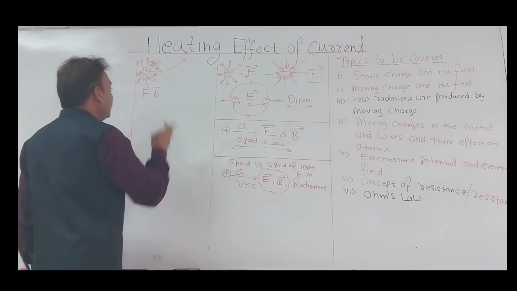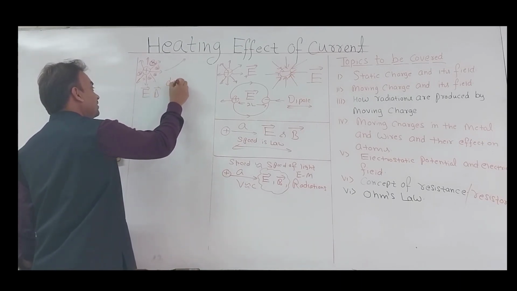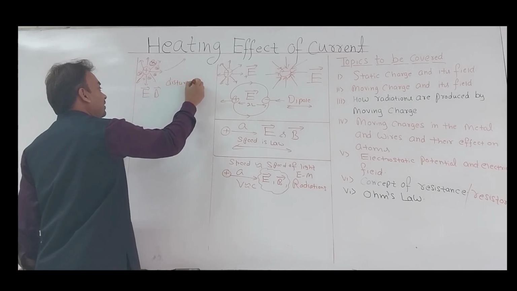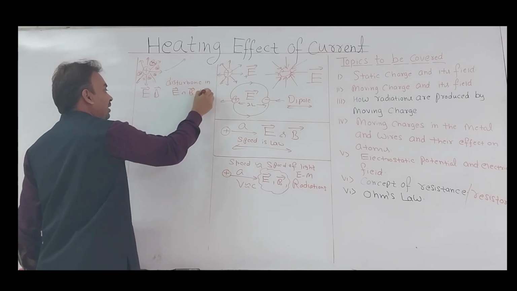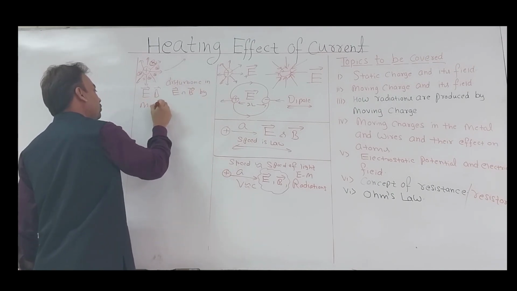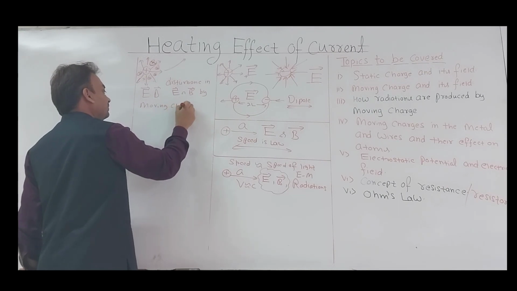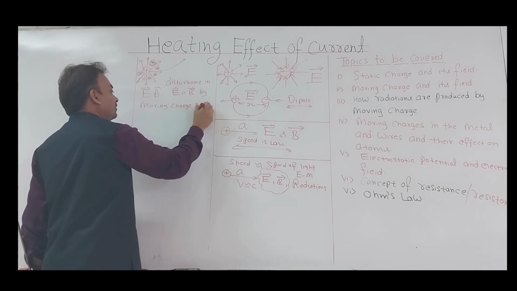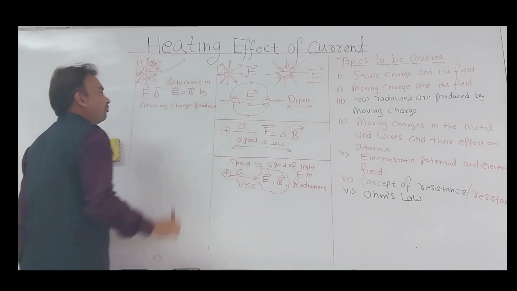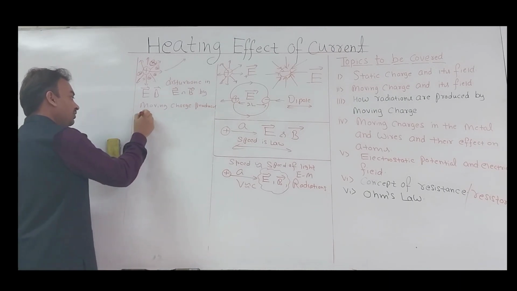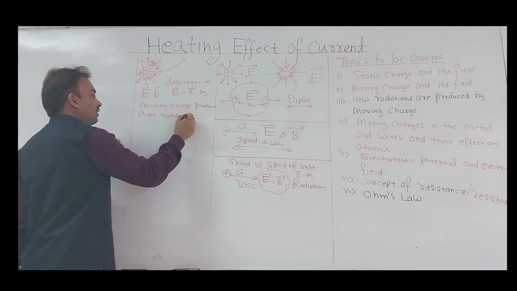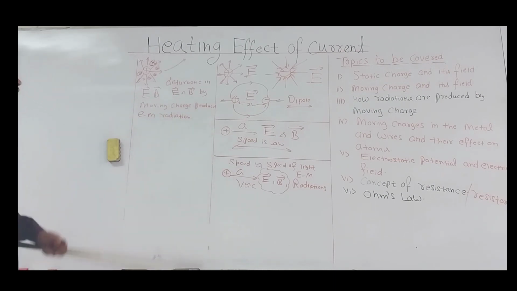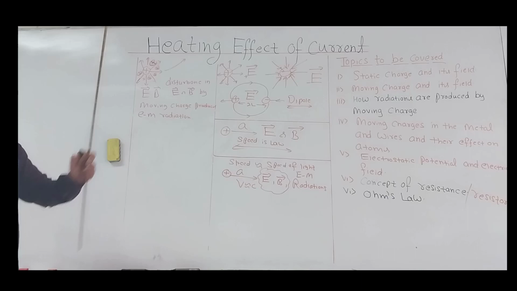So disturbance in electric field and magnetic field by a moving charge produces electromagnetic radiations, right?